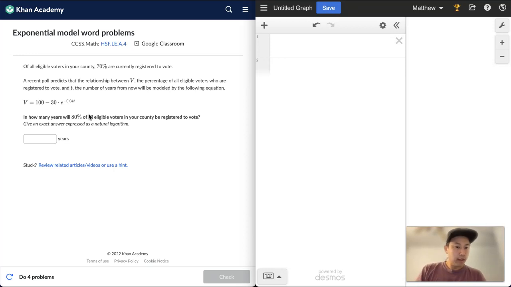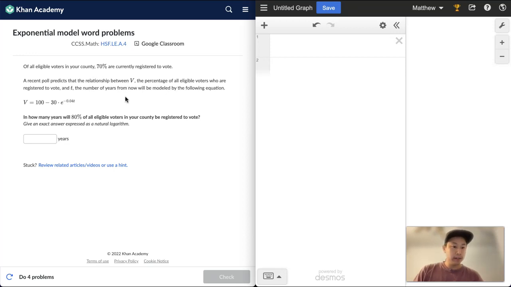This first one, it says, of all eligible voters in your country, 70% are currently registered to vote. V is going to be the percentage of all eligible voters. T is the number of years from now. And here's our function, okay? So it's asking, in how many years will 80% of all eligible voters in your country be registered to vote? Okay, so we have the variables labeled for us.